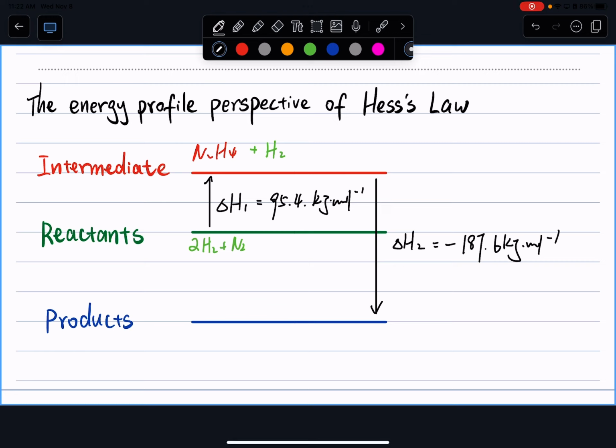And the overall reaction is just the addition of your delta H1 plus delta H2 for this reaction. So the idea of the Hess law is very straightforward. I guess the more difficult part is to know how to write a balanced equation and know how to cancel out your intermediate along the way. So let's look at an example together.